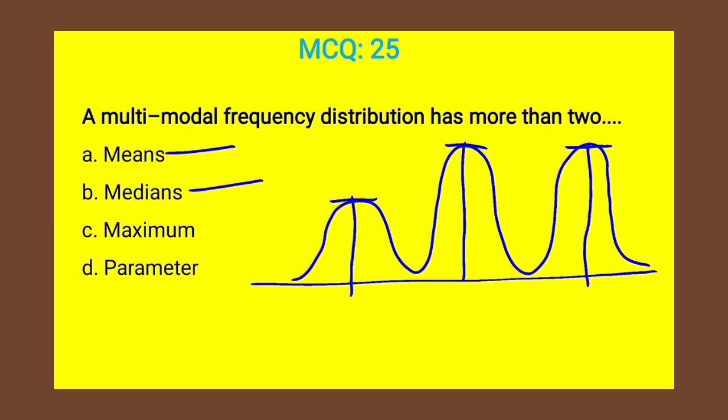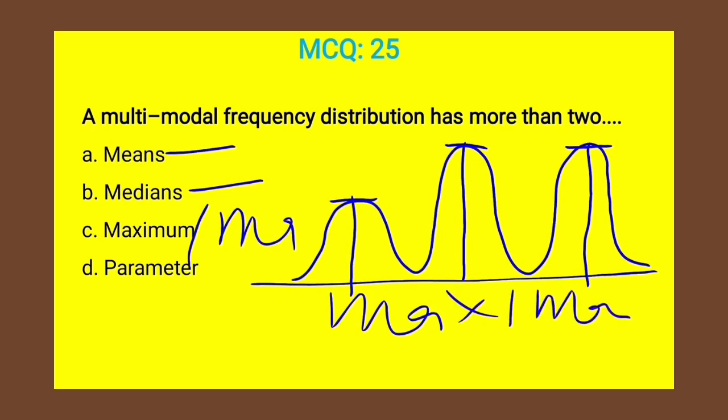So in a multimodal frequency distribution, the distribution has more than 2 maximums, and not a parameter. Most of the time you might see maximum or maxima. Then you may see this or maximum. Any of them is the same thing in that case. So just take it like that and then move on. So in a multimodal frequency distribution, we have more than 2 maximums.